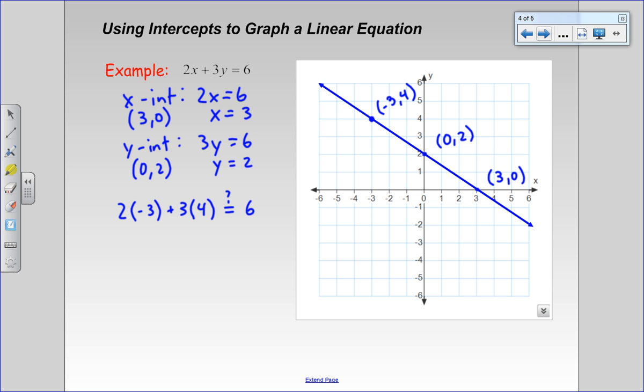And is the equation true? Well, negative 6 plus 12 does equal 6. So the point negative 3, 4 is a solution of the equation, which is what we expected since it lies on the line.